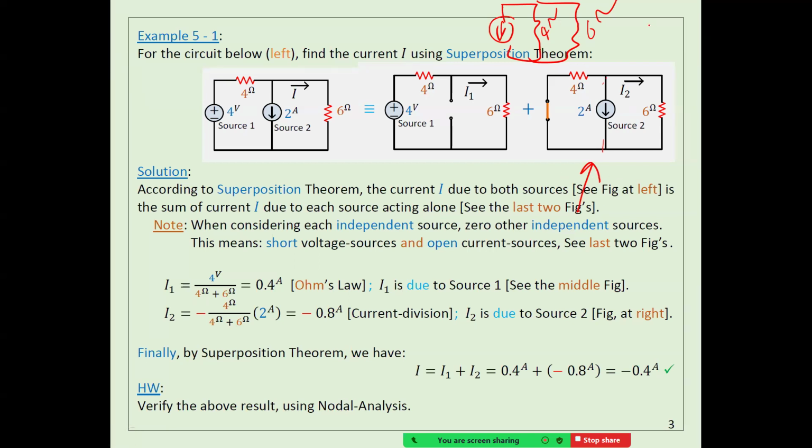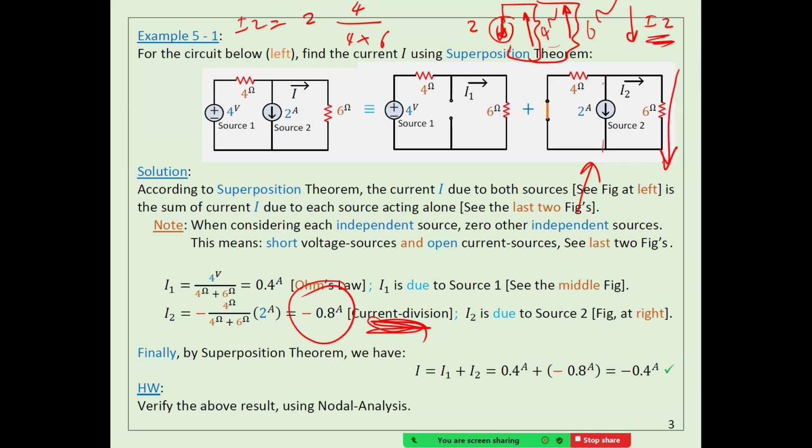The reason I redrew it is that I want to find the current, and there are different ways you can do it. Here I decided to use current division. If you remember current division, I need to get the current I2, and I know the total current is 2. So I2 equals the total current, 2, times the other resistance, 4, divided by the summation. But because the current source is pointing this way, the current has to go up, opposite of I2. That's why it has to be negative.